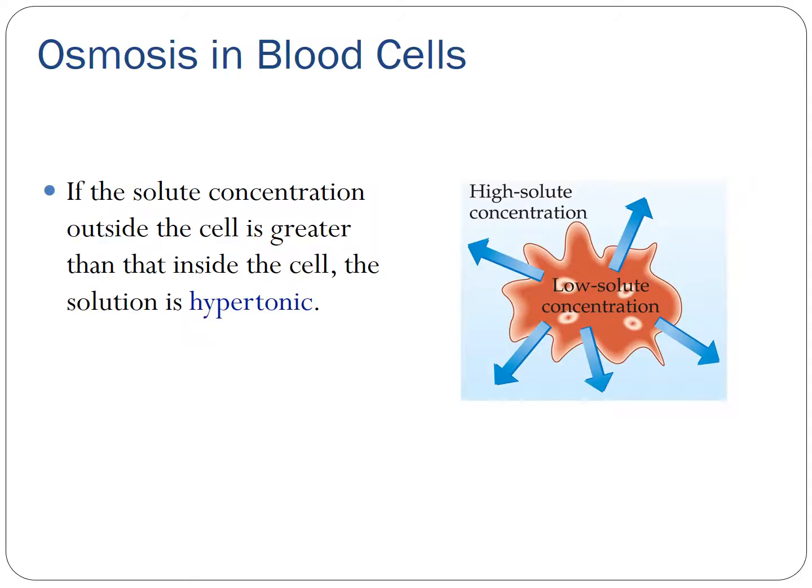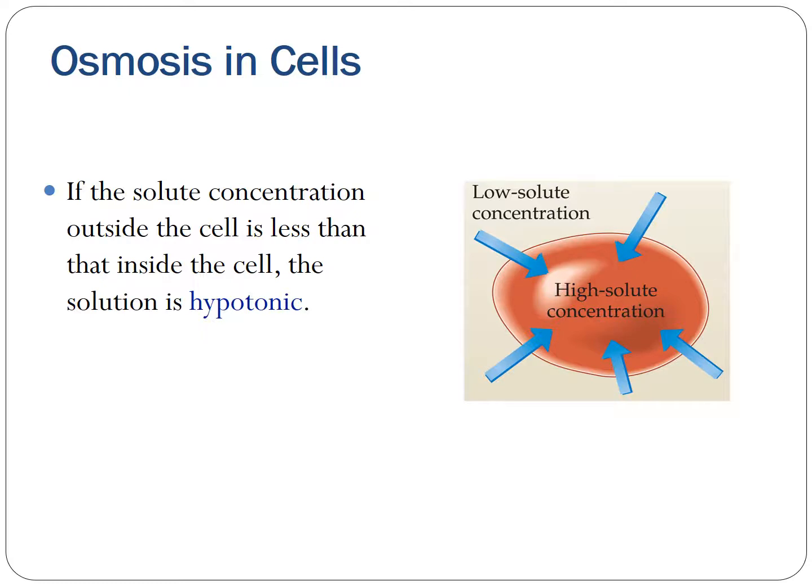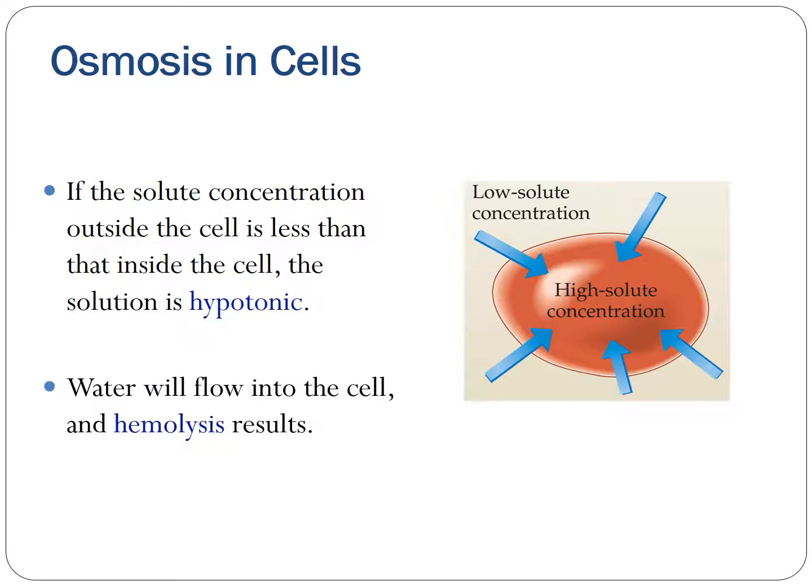Biological importance of osmosis is in the blood cells. If the solute concentration outside the cell is greater than that inside the cell, the solution is hypertonic and water will flow out of the cell and crenation occurs. Also, if the solute concentration outside the cell is less than that inside the cell, the solution is hypotonic and hence water will flow into the cell and hemolysis results.